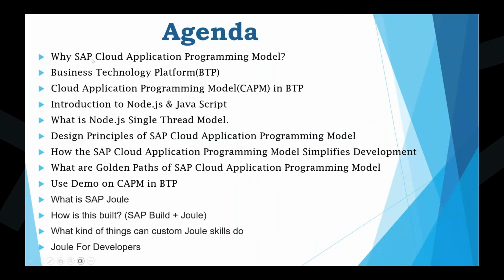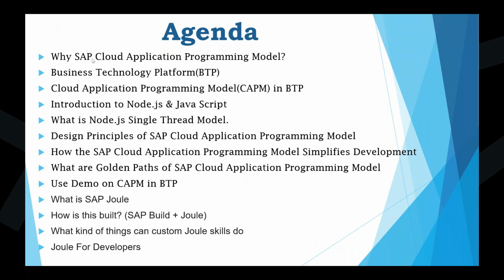So, why is the SAP Cloud Application Programming Model required? Of course, we have an S4 HANA on-premises system. What is the need of having CAPM? And next, what is BTP? As everyone is moving to BTP and everyone is talking about Joule, the Joule is available in the BTP platform. Before getting into what Joule is, we need to understand what BTP is. And also we develop applications in BTP itself. Why, we are going to discuss. And what is CAPM in BTP we are going to discuss.